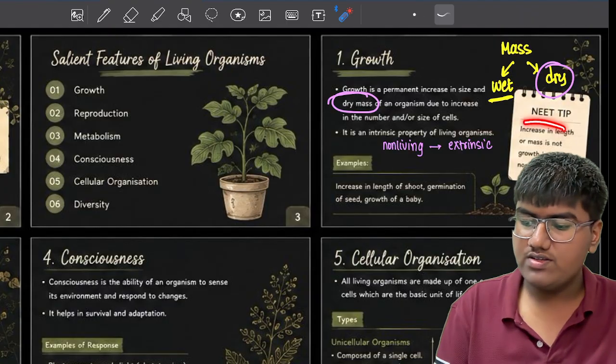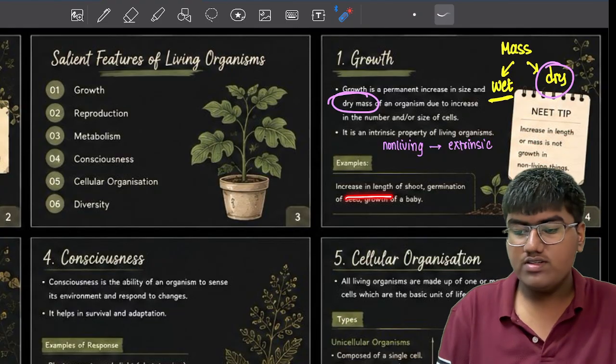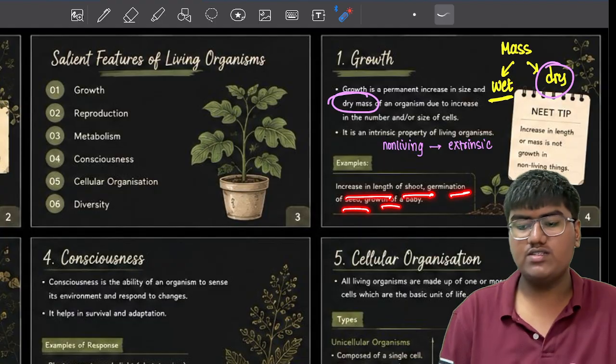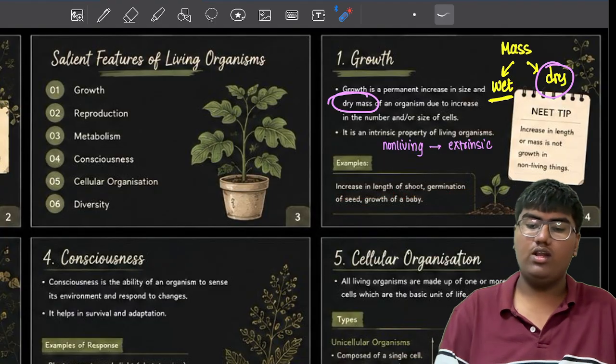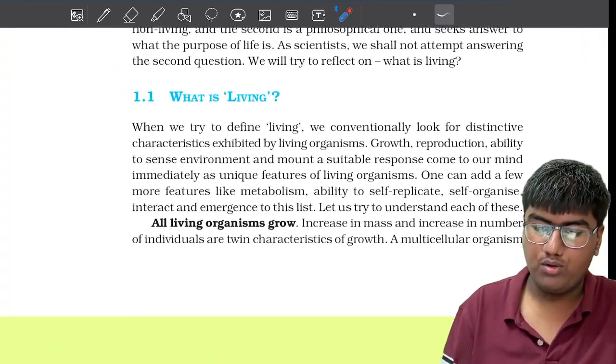Increase in length or mass alone is not considered growth in living organisms. Increase in length of shoot, germination of seeds, growth of a baby are all examples of growth. So now let's see what NCERT says about growth.